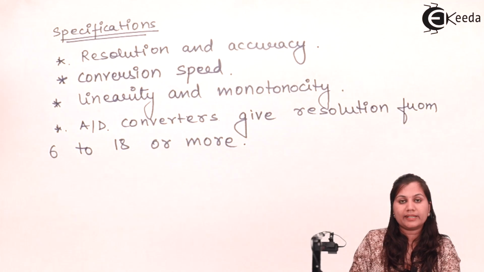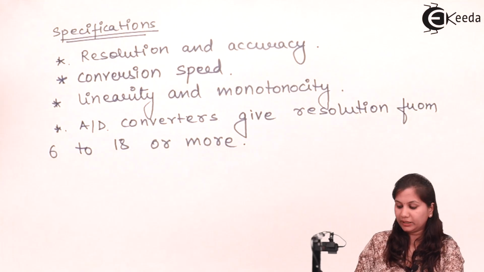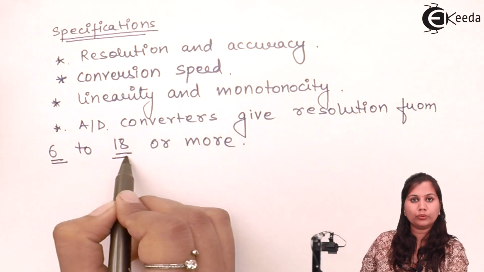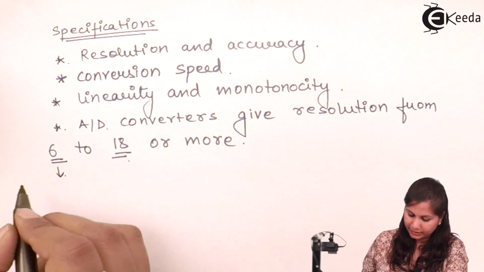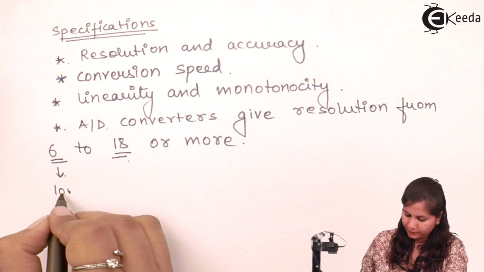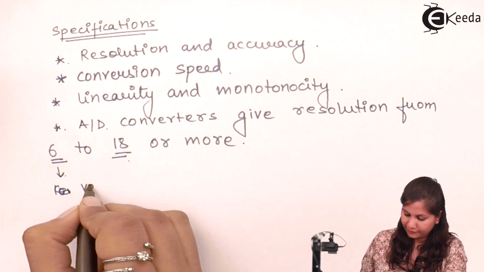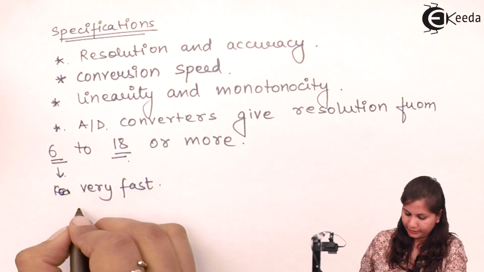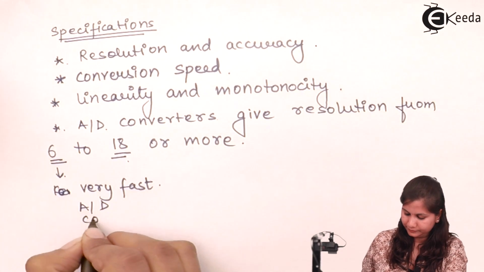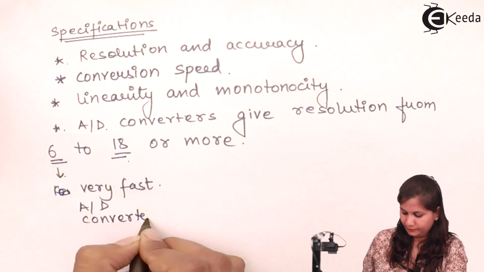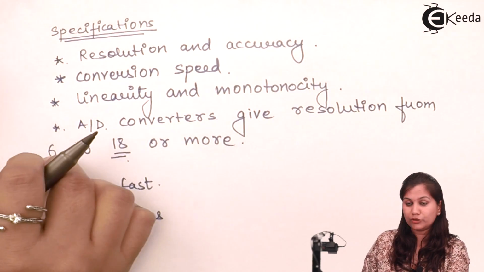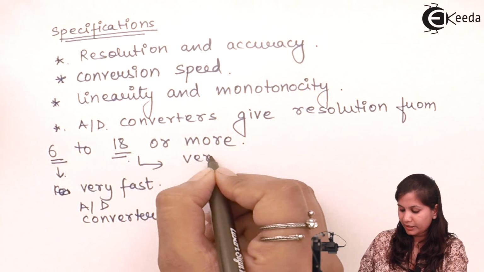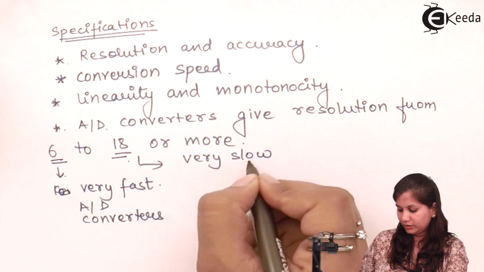If we talk about the resolution range of the A to D converters, they can give a resolution from about 6 to 18 bits. A resolution of 6 is given by very fast A to D converters, and a resolution of 18 is given by very slow A to D converters.